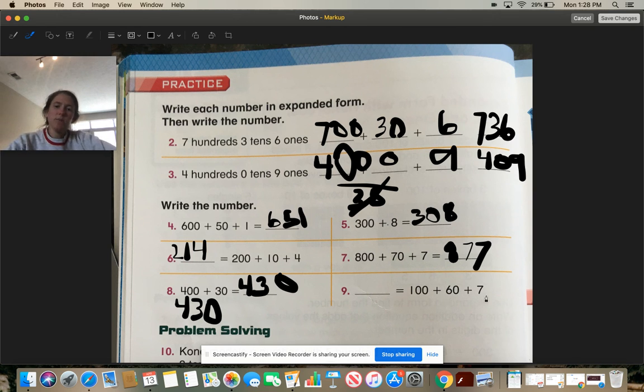100 plus 60 plus 7 would be 1 in the hundreds place, a 6 in the tens place, and a 7 in the ones place, just like that.